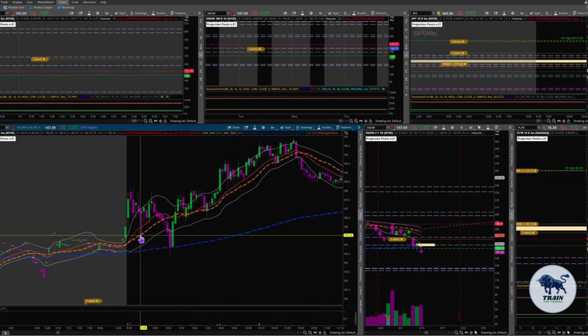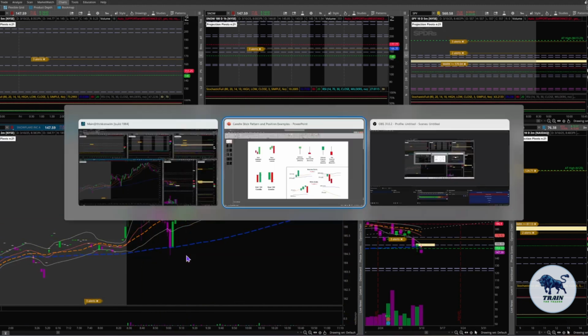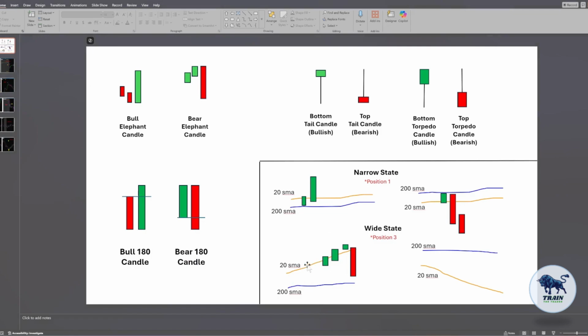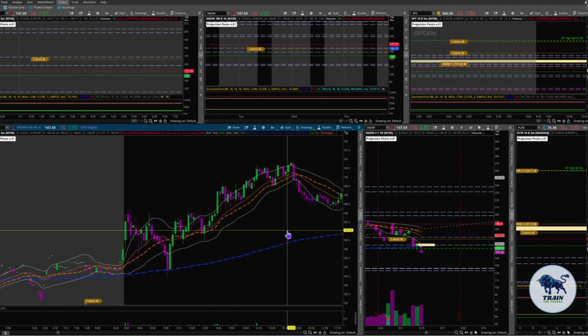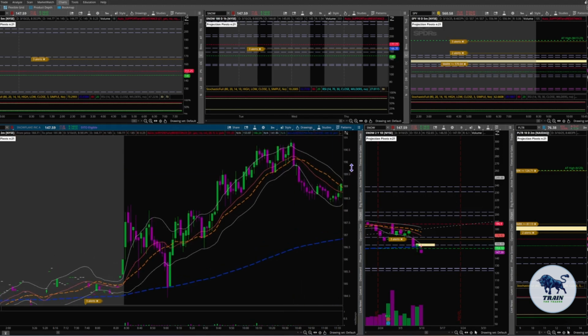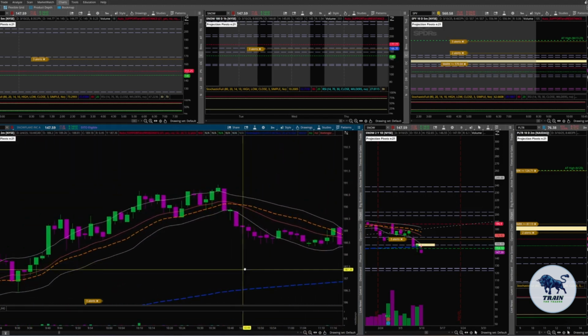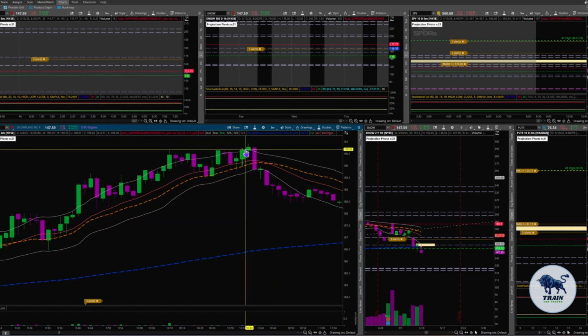Narrow state, bullish picture, just like in our example here. And we get this run up to where we are now in a wide state. Position 3. What are we looking for? We're not looking for calls. We're looking for puts, the price to come down. So what do we get? Elephant candle. Color takeover. Wide state, position 3. Elephant candle right here to the downside. There's your entry right here. Where's your risk? Right there.